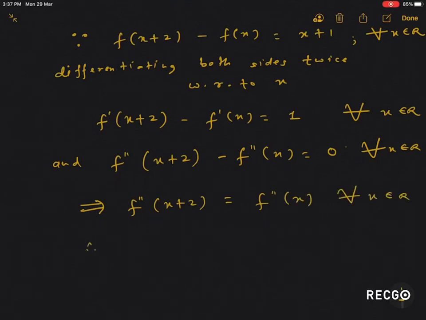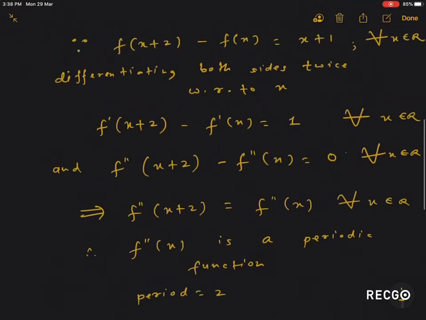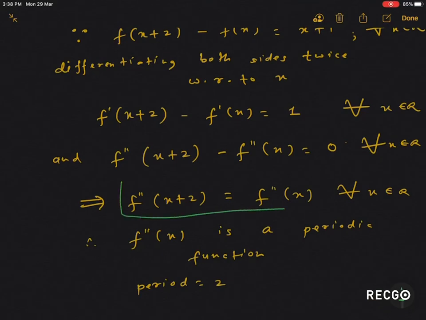Now this reminds me of a periodic function. Obviously f(x) is given as a polynomial, so any differentiation of a polynomial is another polynomial, which means that f'' is a periodic function, and obviously the period of the function is equal to 2. So f'' is a periodic function as well as a polynomial.